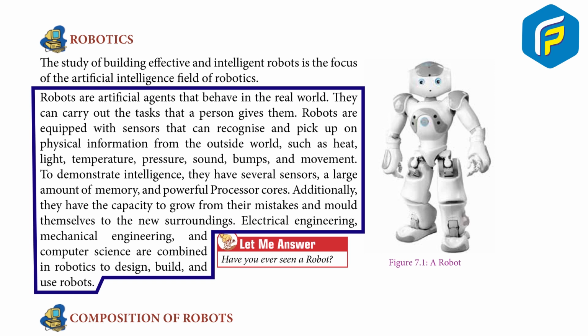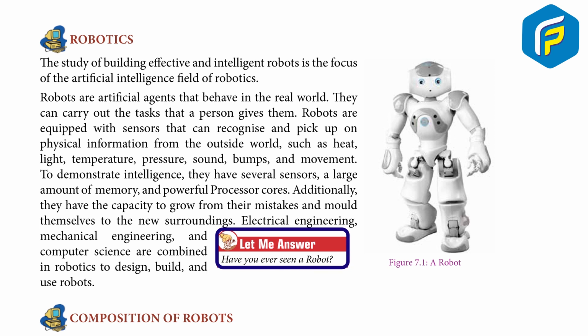Robots are equipped with sensors that can recognize and pick up on physical information from the outside world, such as heat, light, temperature, pressure, sound, bumps, and movement. To demonstrate intelligence, they have several sensors, a large amount of memory, and powerful processor cores. Additionally, they have the capacity to learn from their mistakes and adapt to new surroundings. Electrical engineering, mechanical engineering, and computer science are combined in robotics to design, build, and use robots.